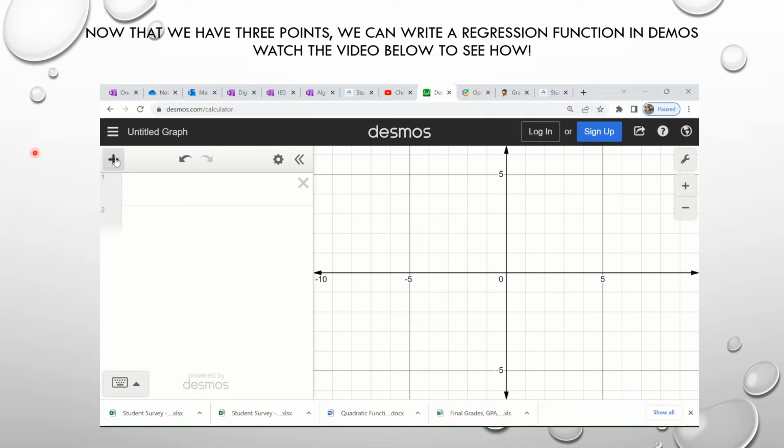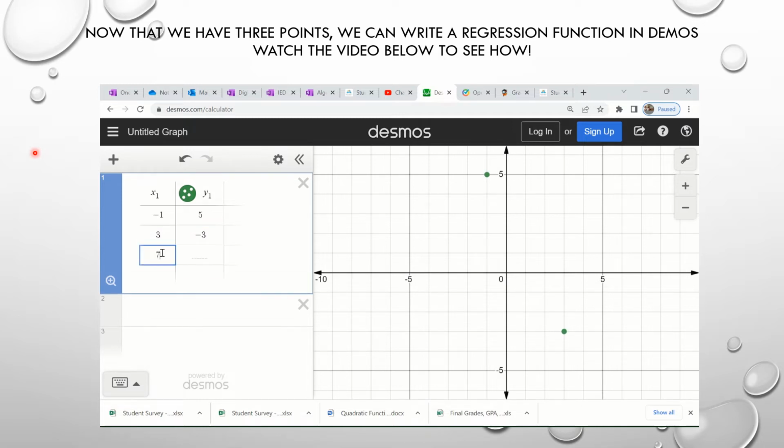Over here on the left where you see the plus sign, if you click on that, it will give you the option to add an item. And in this case, we are going to add a table. That's going to allow us to plot the points that we know are on our function or on our graph. So for this example, we are going to use the points (-1, 5), (3, -3), and (7, 5). And you can see over here that Desmos plots those as I enter them into the table.